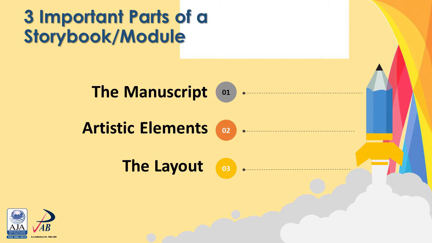There are three important parts of a storybook and/or module: the manuscript, the artistic elements, and the layout. These three must always work together as one. The writer, illustrator, and the layout artist must have an agreement on how their final output would look like.